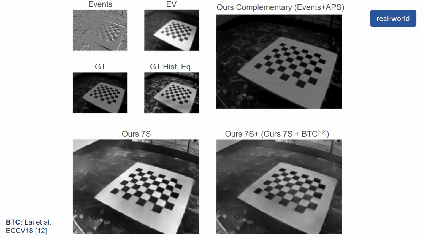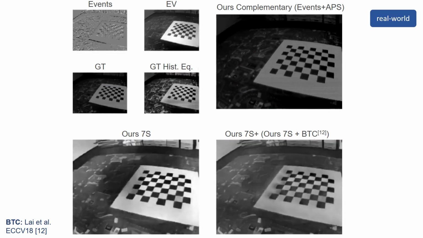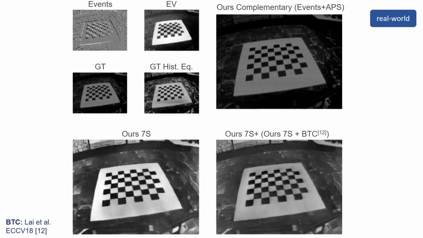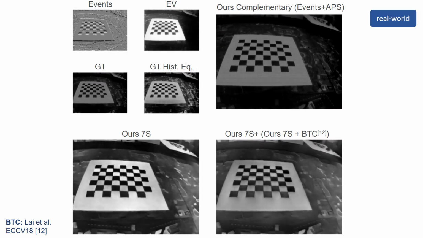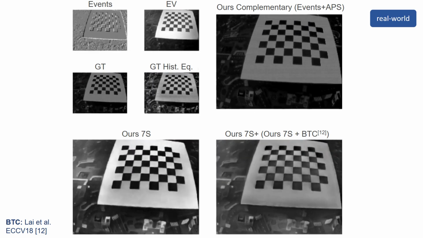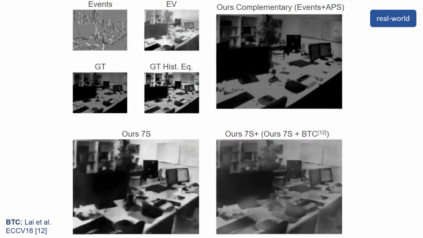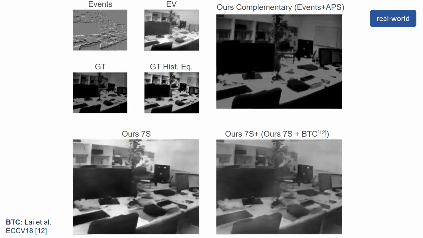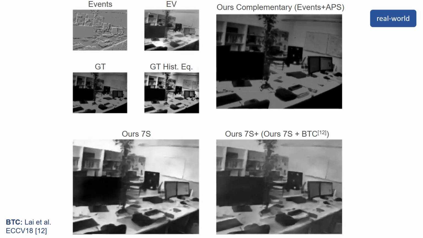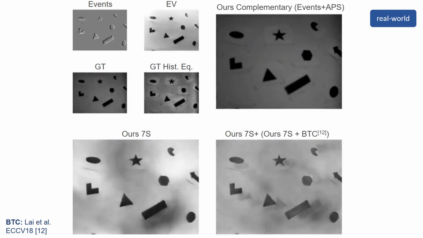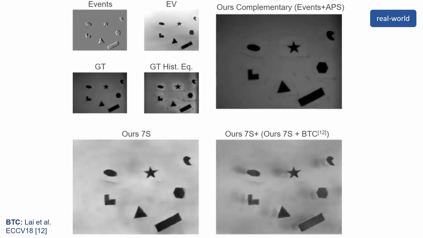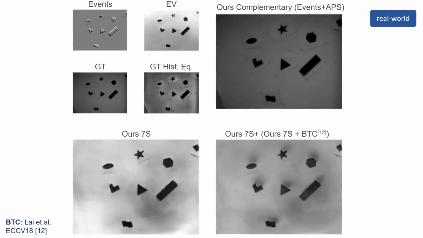Although we aim for image reconstruction, we can also have consistent videos by using a post-processing method. We here compare our different schemes on real-world sequences and compare to EV. Using our duo-pass and complementary scheme, we can reach even higher quality outputs. The histogram equalized GT is also shown to visualize darker details.